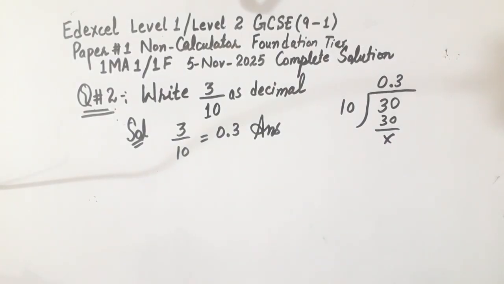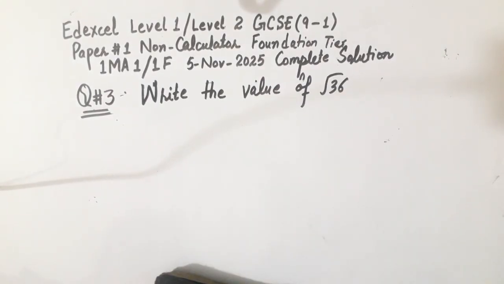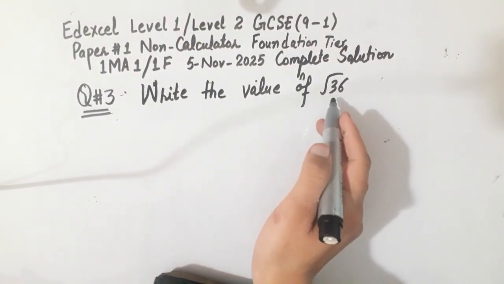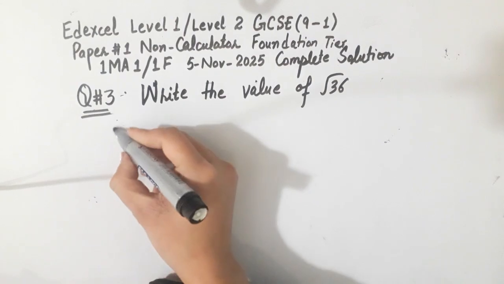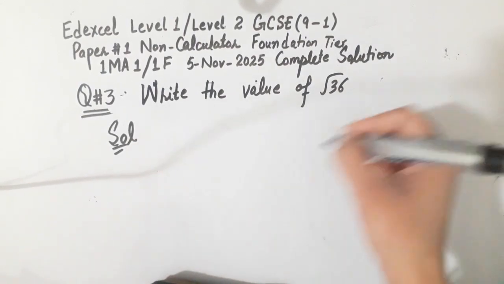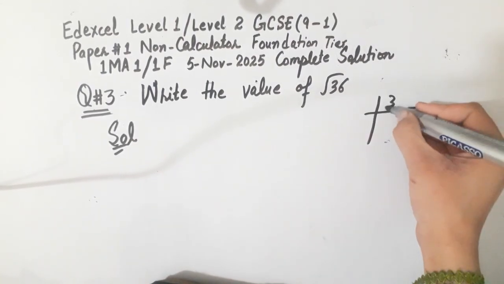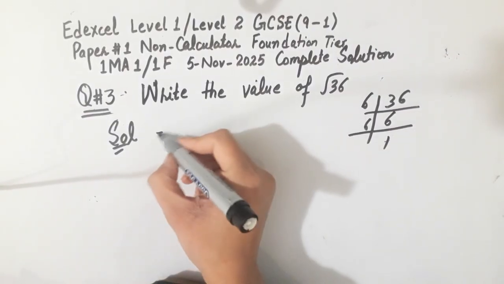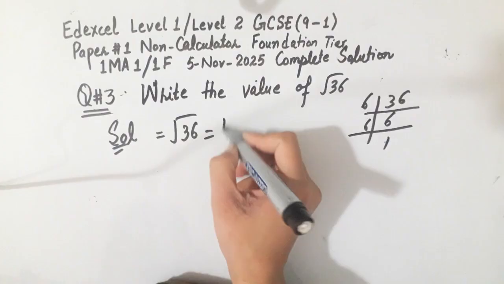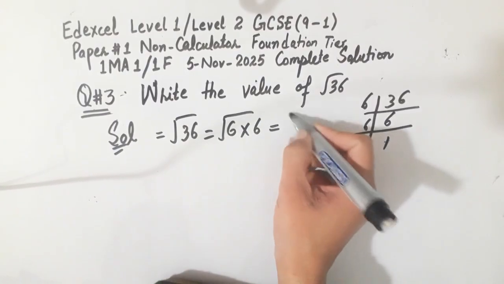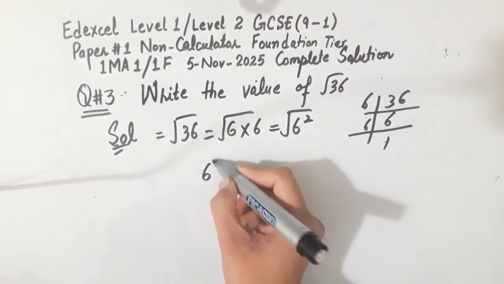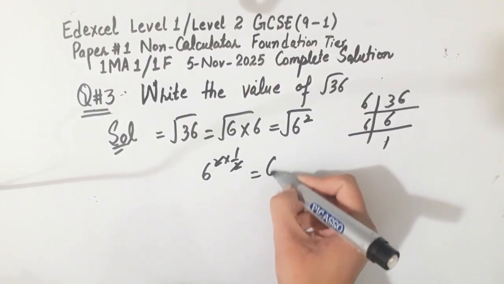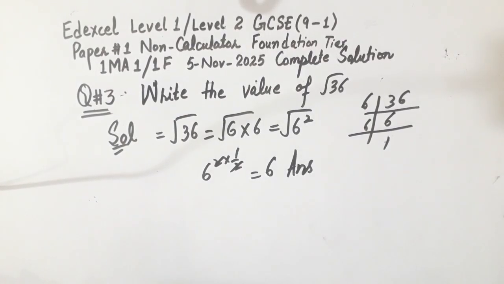Now we will solve question number 3. We have to find the value of root 36. So how we will solve this? We will take the factors of 36. So we get 6 and 6. This can be written as 6 multiply 6, 6 squared, and you know the value of root is 1 by 2. So 1 by 2 is cancelled out and just 6 is the answer.